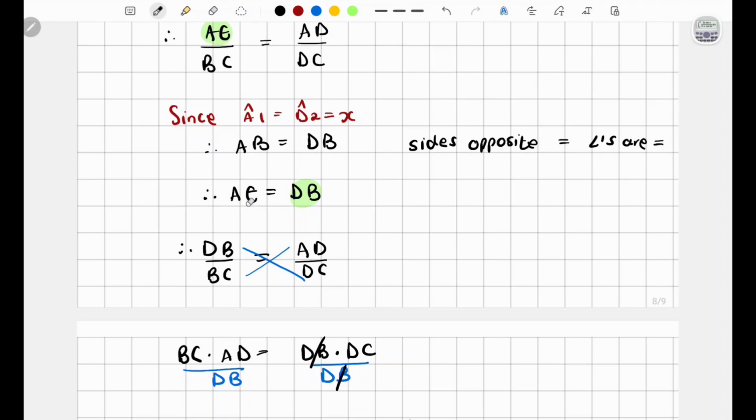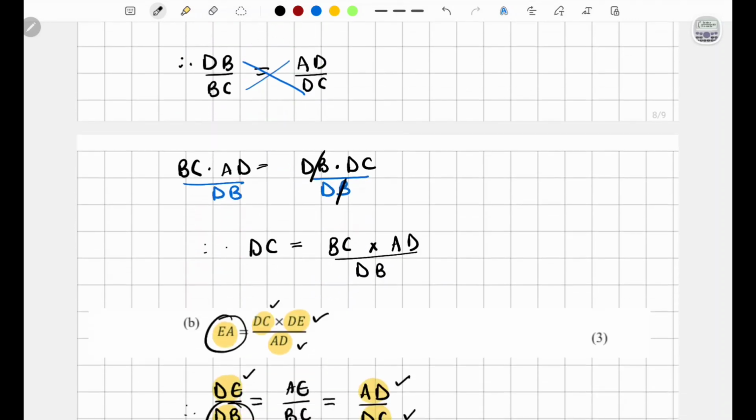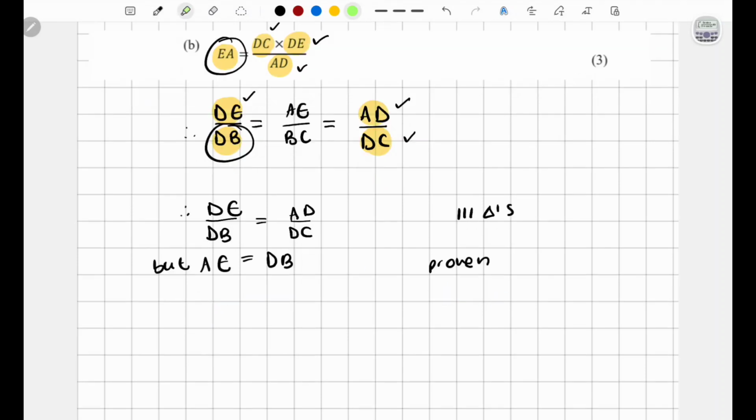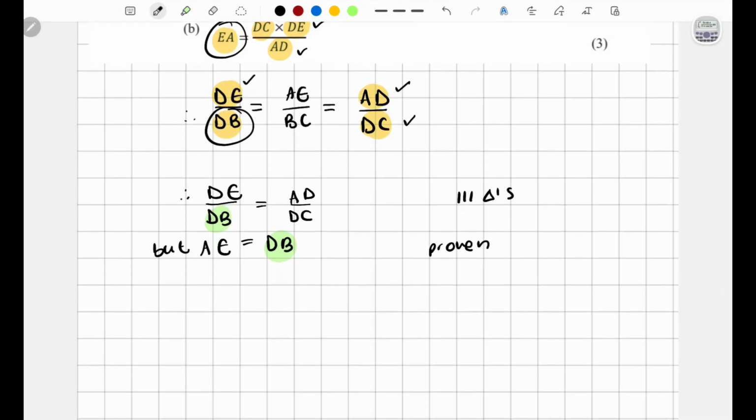Previously, we showed them that AE was equal to DB. So we can already tell them that we know that AE is equal to DB, and this was proven already. So in place of DB, just replace DB with AE. That's all. So we're just going to say that, therefore, DE over, and I see DB, I will replace that with AE, over AE. That's why they have EA there.